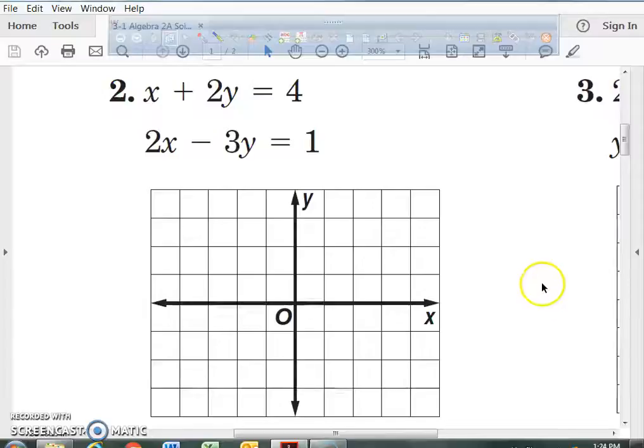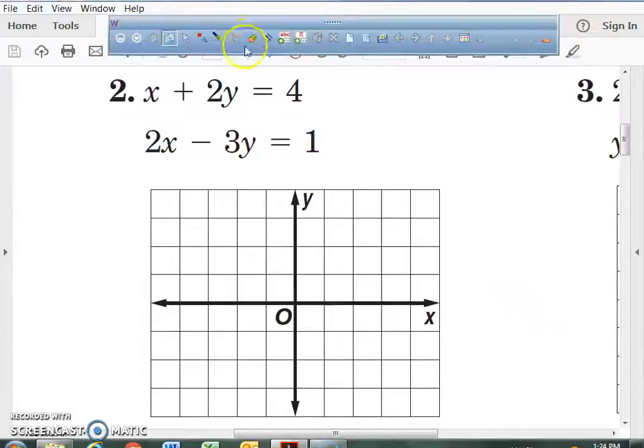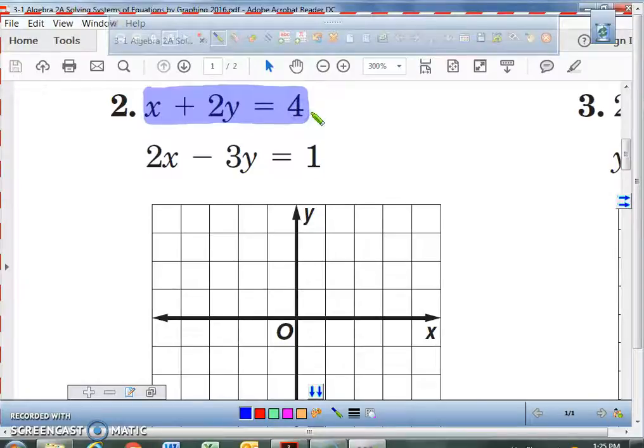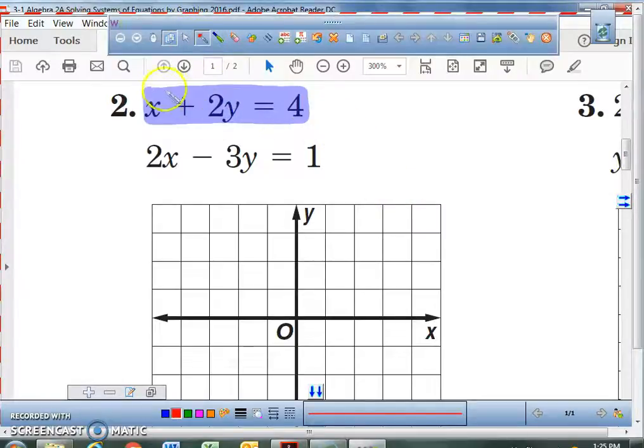Alright, this is a continuation of Chapter 3, Section 1, solving systems of equations by graphing. So what I'd like you to do is we're going to look at this graph right here. Alright? And we are going to solve for the slope and the y-intercept using the traditional method of solving for slope and y-intercept. Because right now this is not in y equals mx plus b form. This is in standard form.